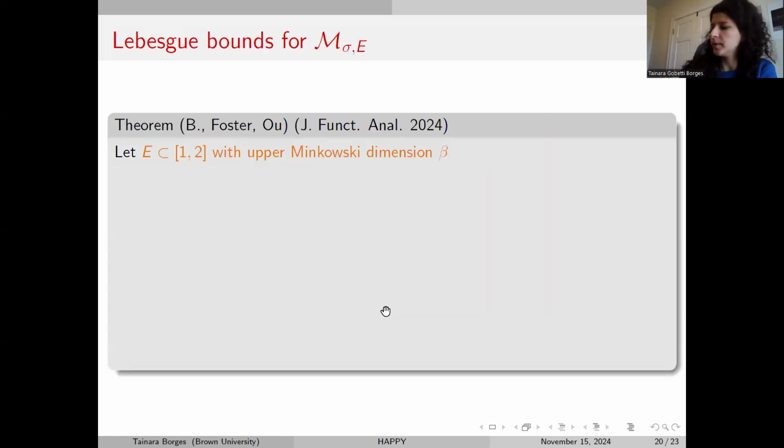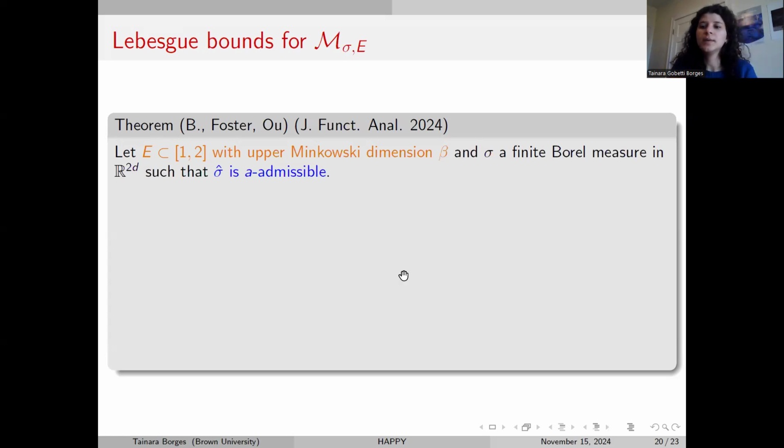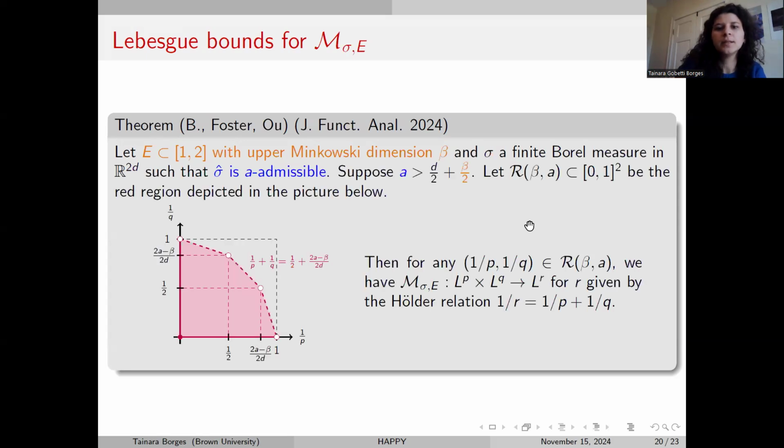Together with Foster, we were investigating what we can say about L^p bounds for this maximal function. We found that if you have a subset of [1,2] with upper Minkowski dimension beta, and sigma is a finite Borel measure in R^{2d} that has decay like minus A on the Fourier side, as long as this decay compensates half of the Minkowski dimension plus d over 2, you can get L^p bounds of Hölder type within a certain region.